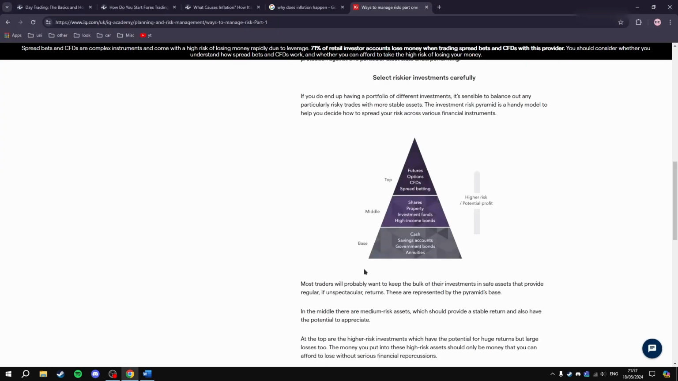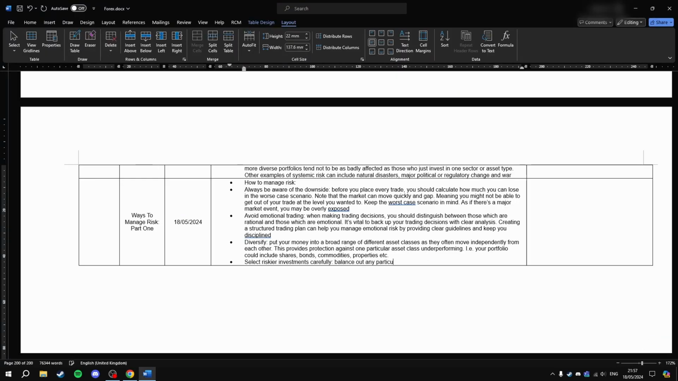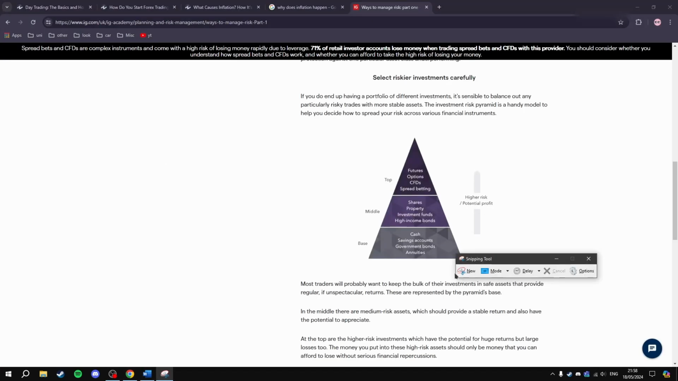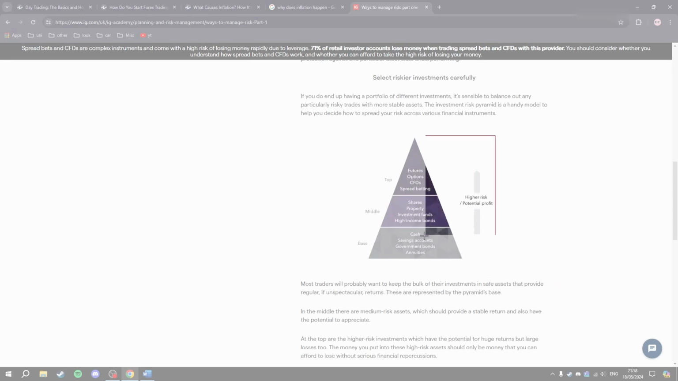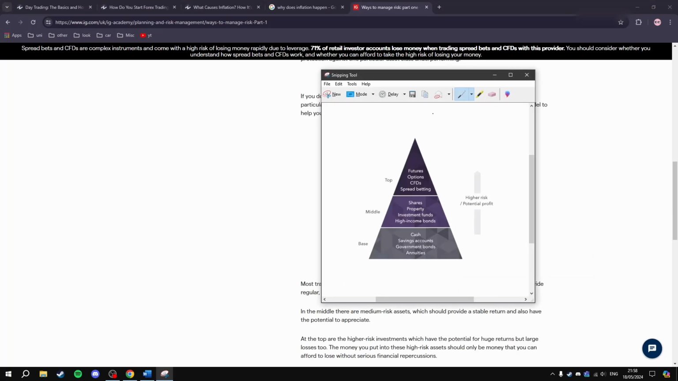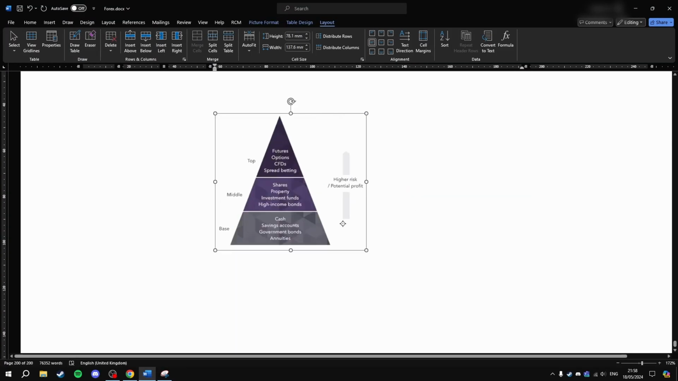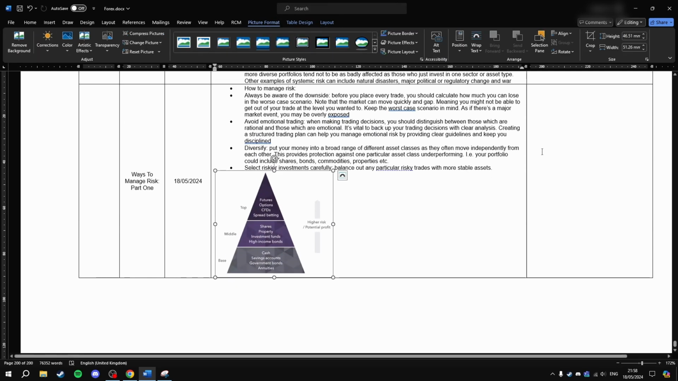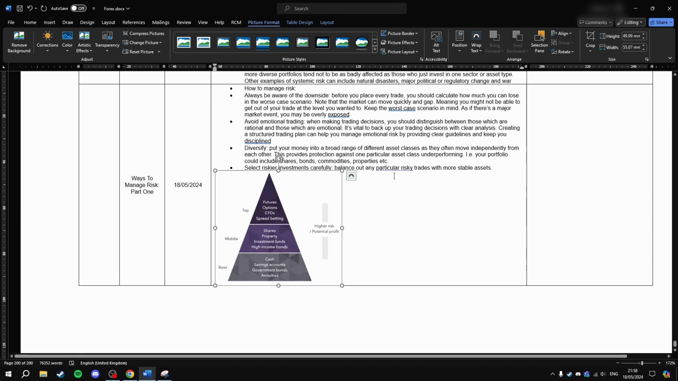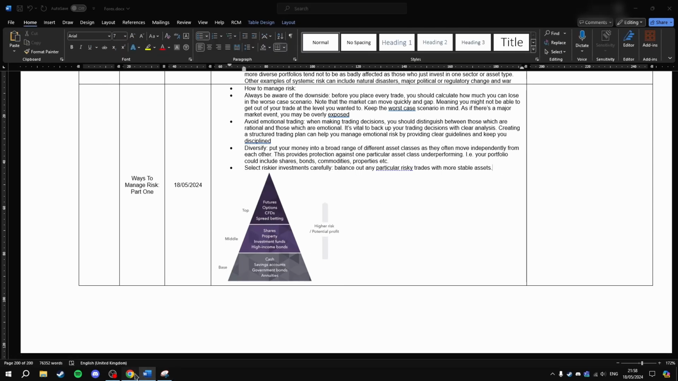Balance out any particular risky trades with more stable assets. The investment pyramid.